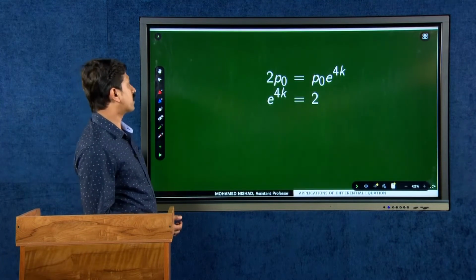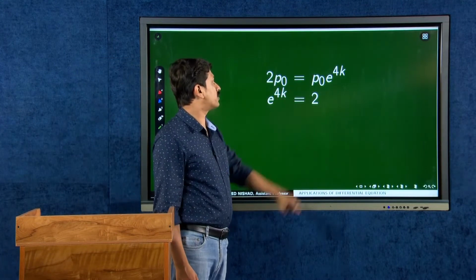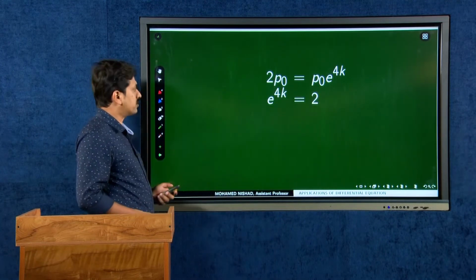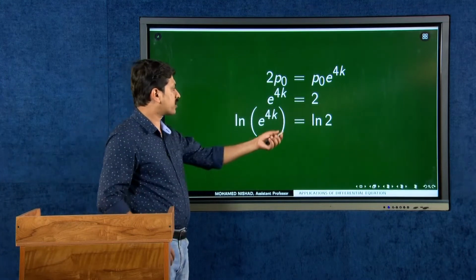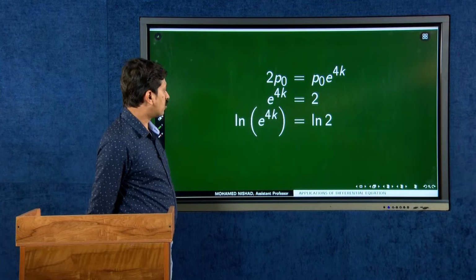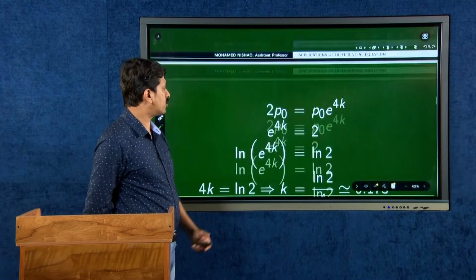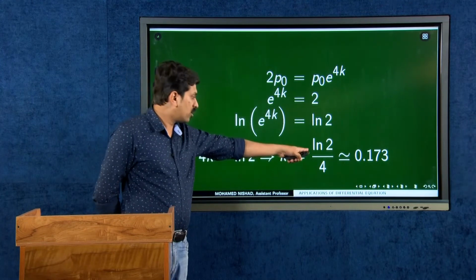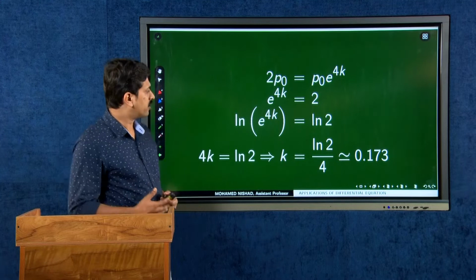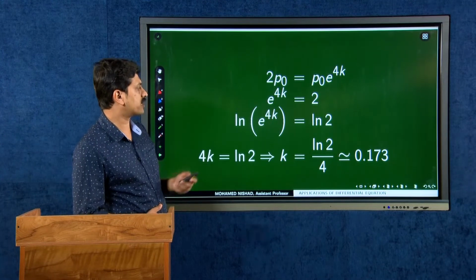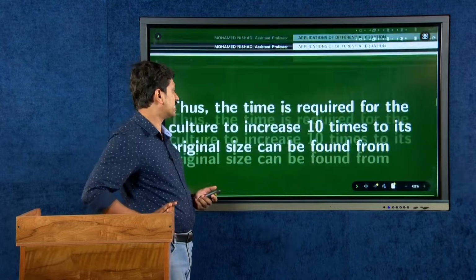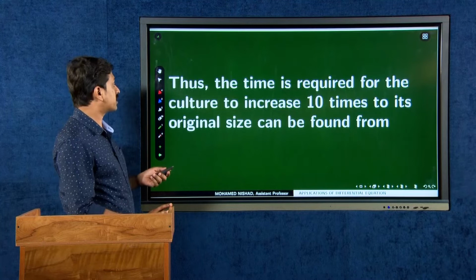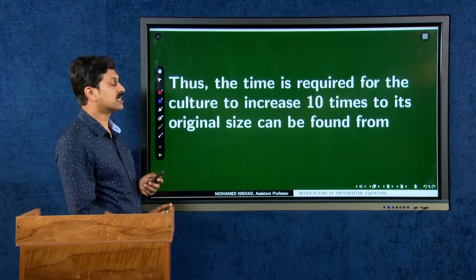Now, dear students, we can cancel P naught and P naught, so e raised to 4k is equal to 2. We can take the logarithm on both sides. So, log e raised to 4k is equal to log 2. Log and e cancel, therefore 4k is equal to log 2, and k is equal to log 2 divided by 4. So we understood that the value of k is approximately equal to 0.173.